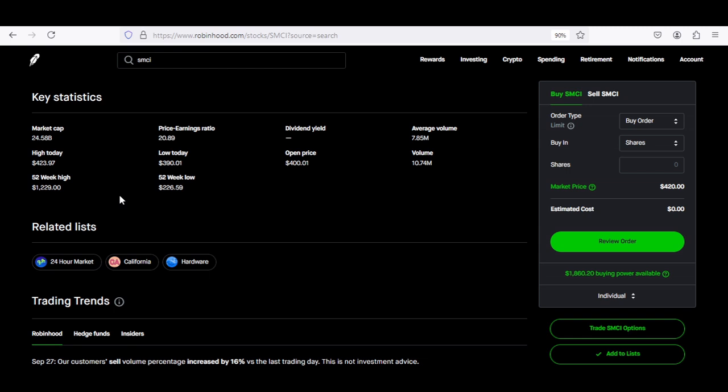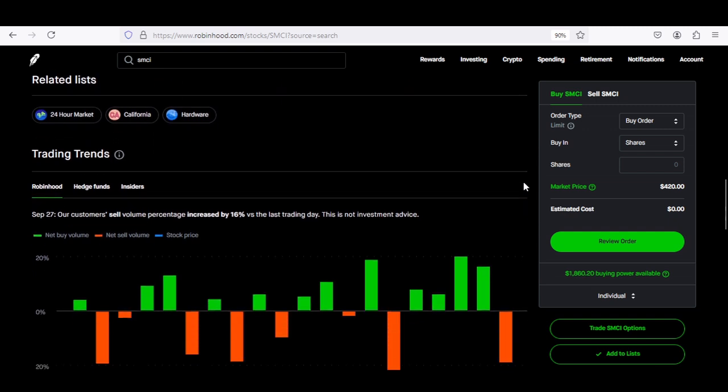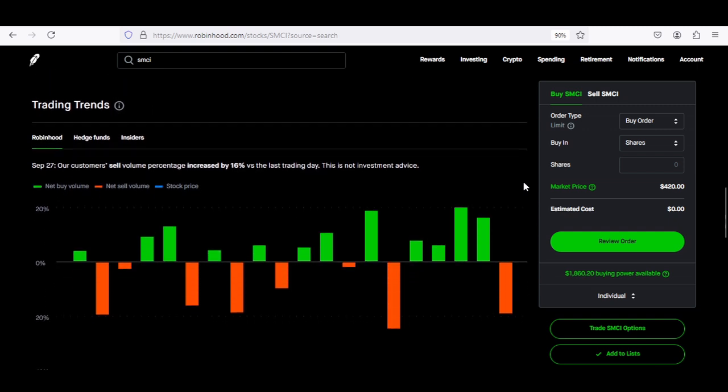This is a video in which you could use this information in order to make an informed decision. So we're going to go ahead and continue scrolling down. As we scroll down, you're going to see next trading trends. Now, trading trends is a new addition on the Robinhood platform, and this also helps make an informed decision. So at the top here, you're going to see 3 different categories, and we're going to go through each of them individually, and I'll tell you how you could use this information to your benefit.